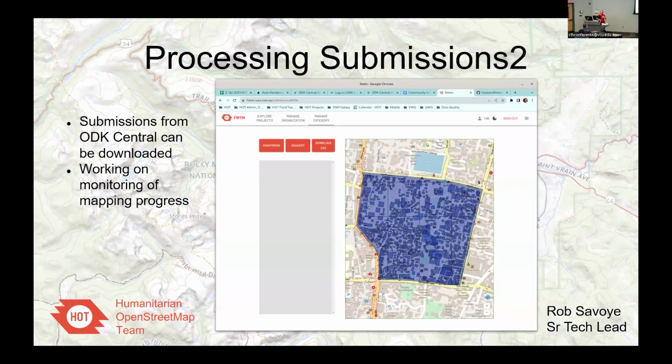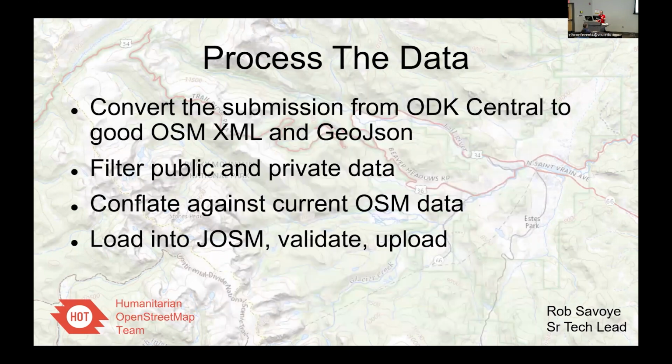And then we also can download all the submissions, process them. This page will monitor the mapping progress every few minutes. And so you can actually watch how your mappers are mapping and how fast they're going. And then, of course, generate all sorts of statistics. We can also click a button, convert it to OSM XML, and then load it into JOSM and stuff like that.